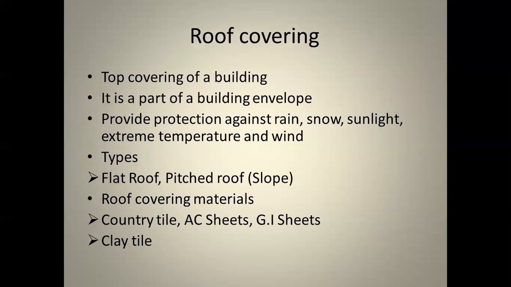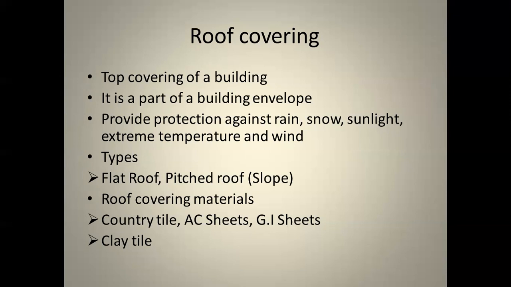So the final one is roof covering. We know what is meant by roof. The top covering of a building is known as roof, and what the roof is covered with is known as roof covering. It is a part of the building envelope and provides protection against rain, snow, sunlight, extreme temperature, and wind. We can classify roofs into two types: one is flat roof, which is flat, and another one is pitched roof, which is sloped.